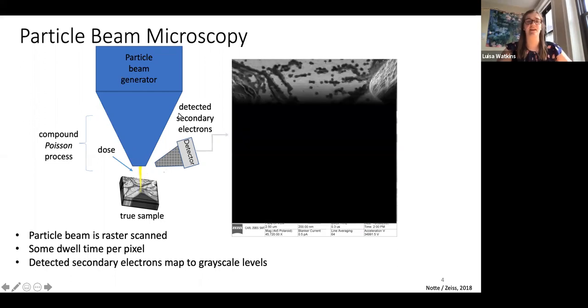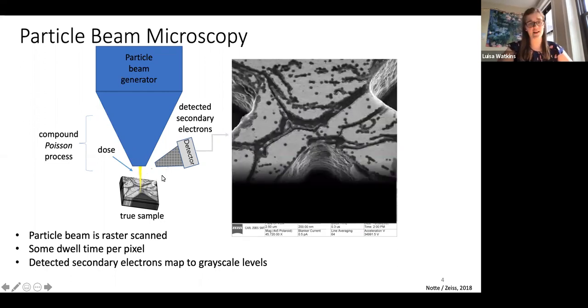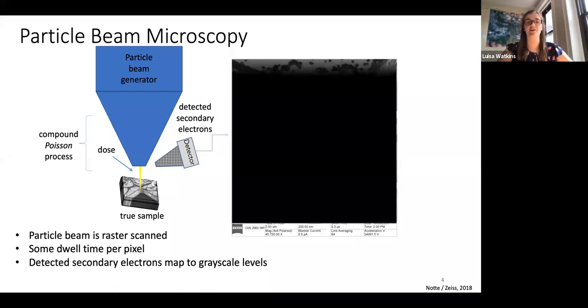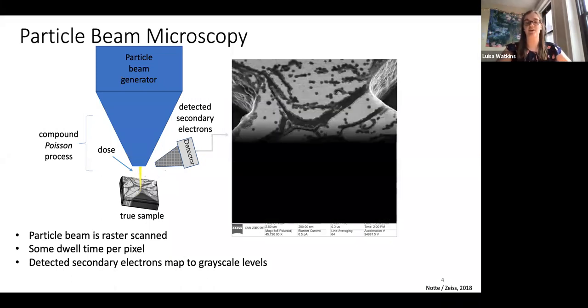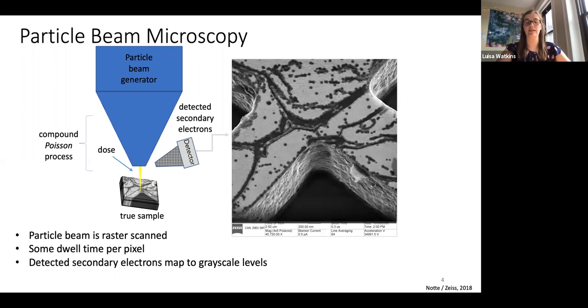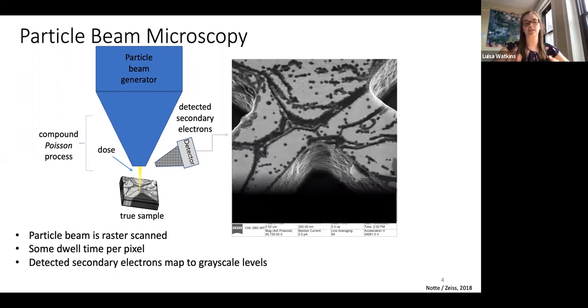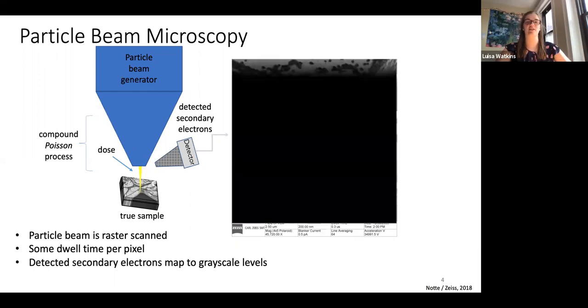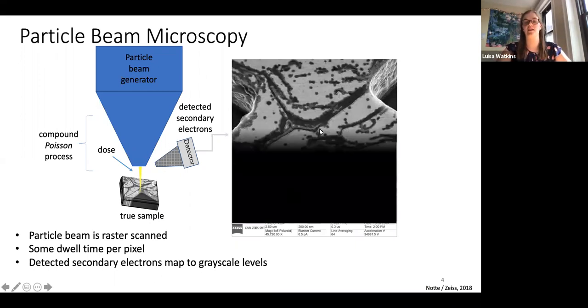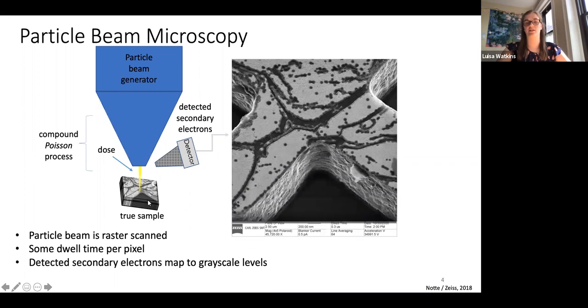But again, the main idea of this particle beam microscope is we have our generator, we're shooting particles at a sample as we go across it. And in response to each particle, we get a burst of secondary electrons, and we can use those electrons to reconstruct an image so we can see what the sample looks like.